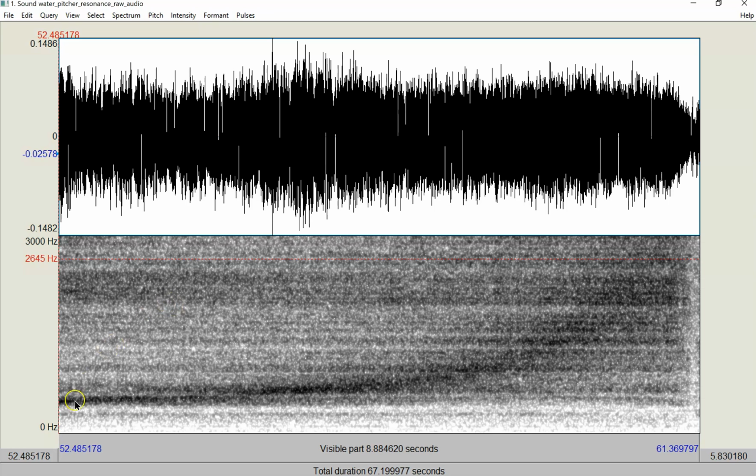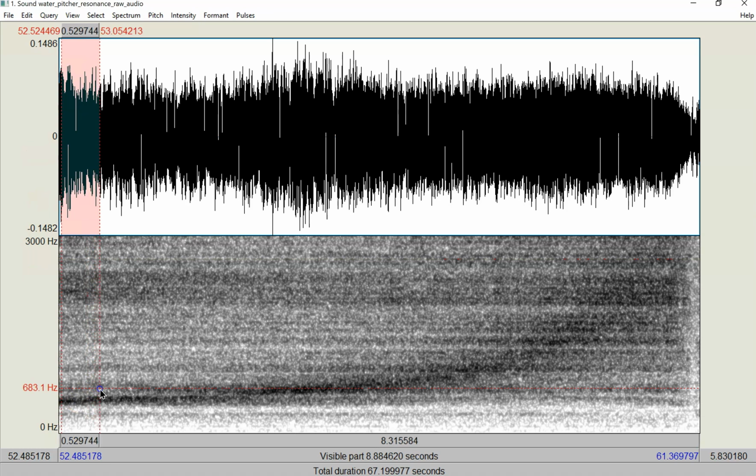So when it's not quite filled yet, there's a frequency here just under 500 hertz. That's the resonant frequency. That's the frequency that is most strongly supported by the length of the pitcher in between the surface of the water and the top. And then as the surface of the water rises and rises, the length of the sine wave that can fit in between it and the top of the pitcher gets shorter and shorter. And so the frequency of that sine wave would get higher.